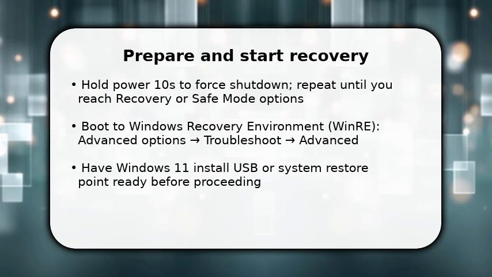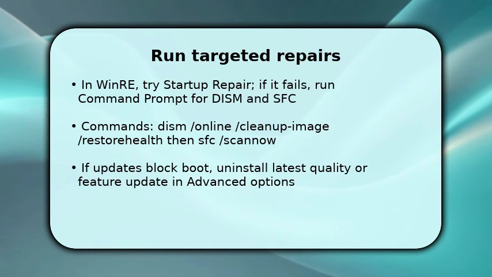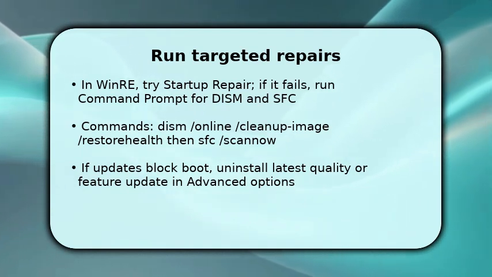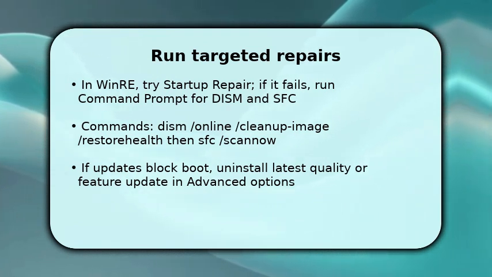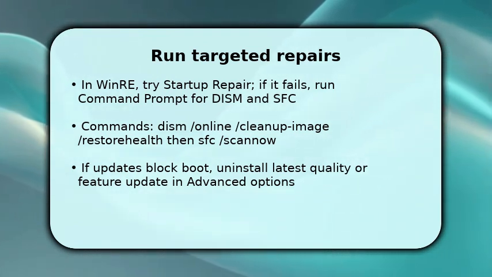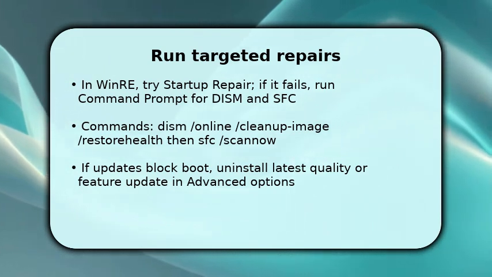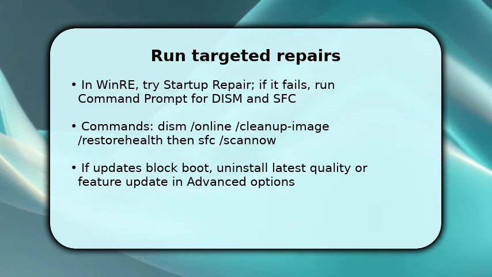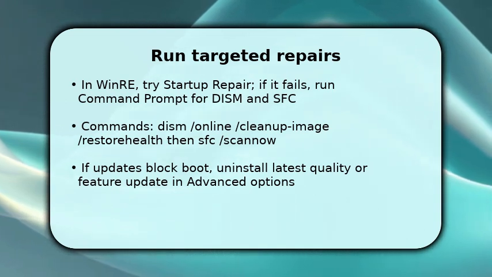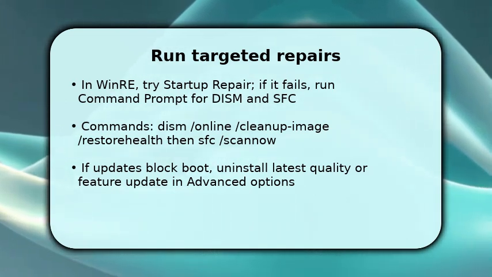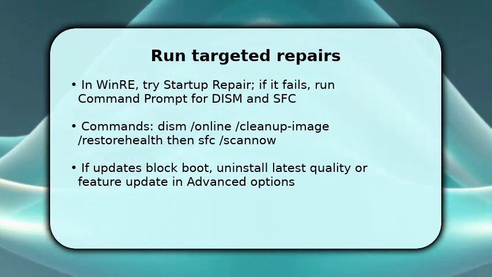Now move to the next recovery actions. Once you're in Advanced Options, select Startup Repair first. It fixes common boot problems automatically. If that doesn't resolve it, open Command Prompt and run DISM to repair the component store, then SFC to repair system files. dism /online /cleanup-image /restorehealth, then sfc /scannow. If a specific update is blocking boot, use Uninstall Updates in Advanced Options to remove the latest quality or feature update. These targeted repairs address corruption that leaves the system stuck in the update loop.